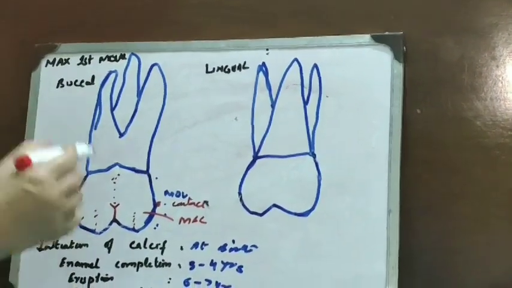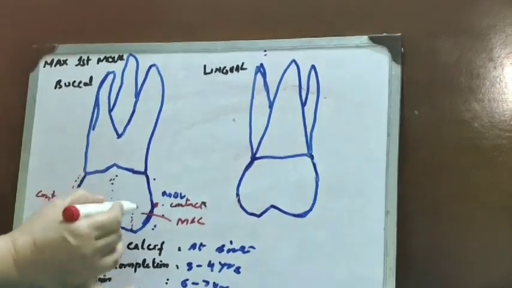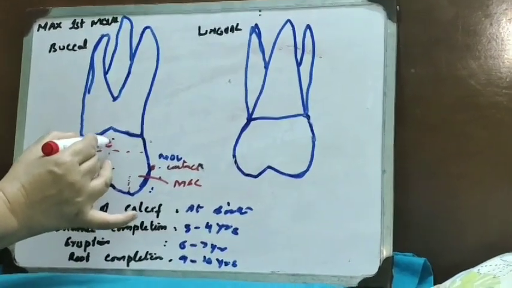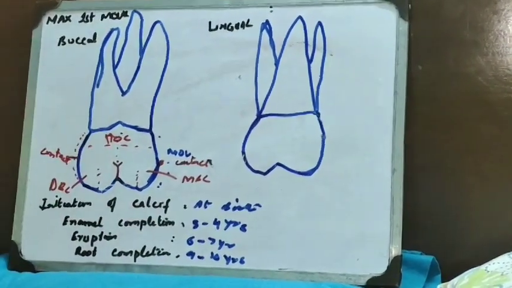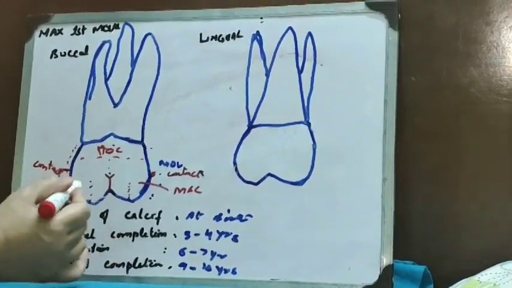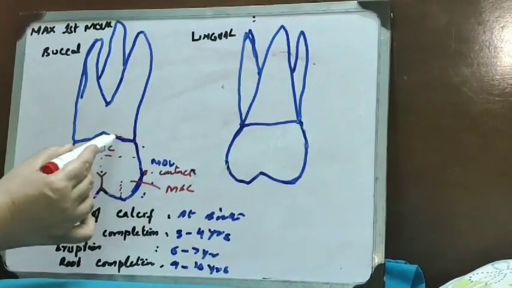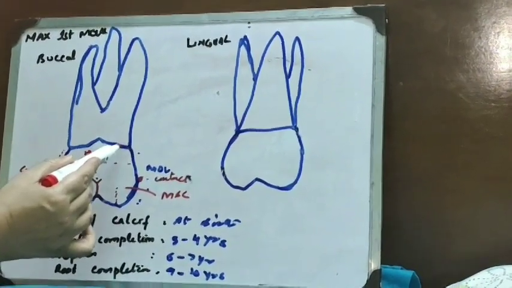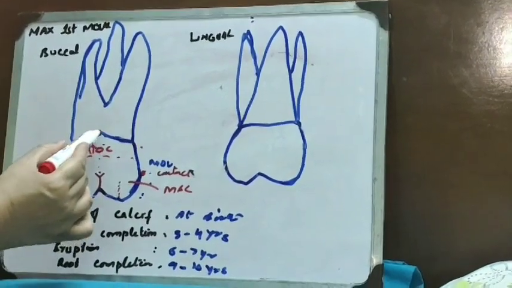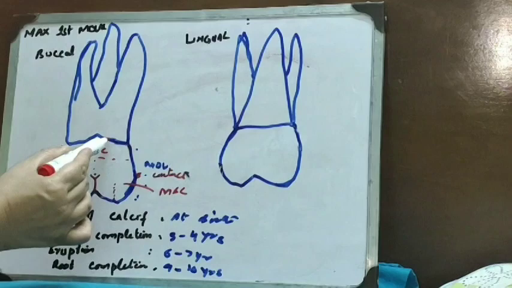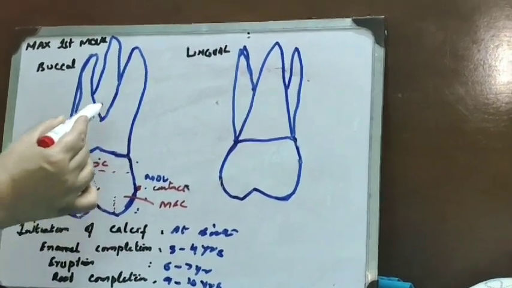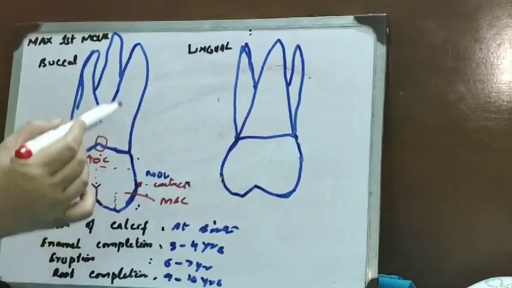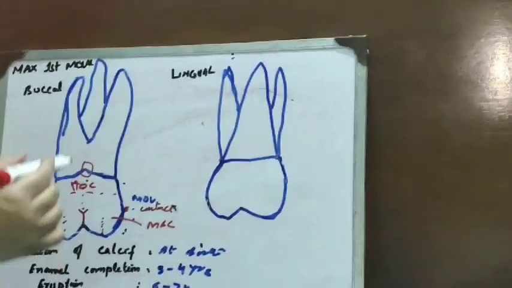On the buccal surface, the height of contour is present in the cervical third. This is the height of contour, right? And this is the contact area, and we see the cervical line. The cervical line shows less curvature as compared to premolars and the anterior teeth, with the curvature towards the apex of the root, but it shows a dip at the point of furcation in the crown.